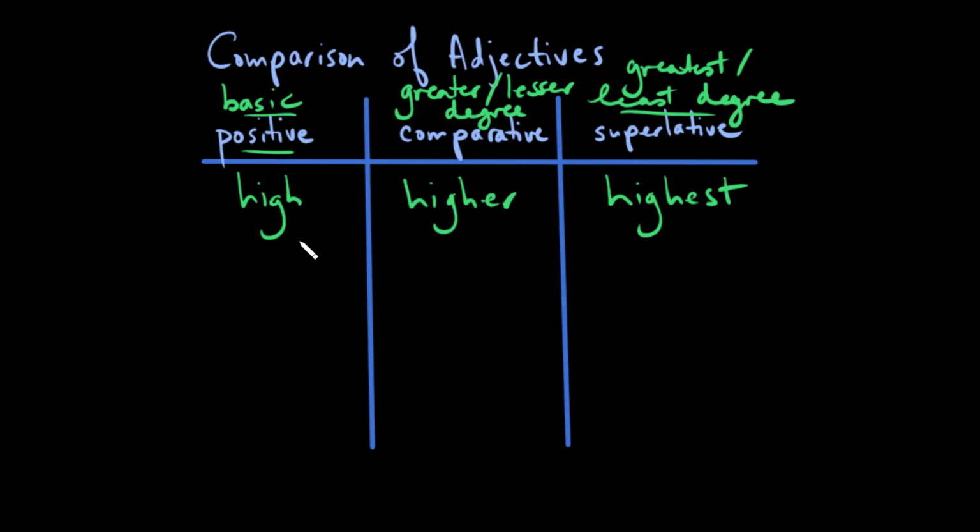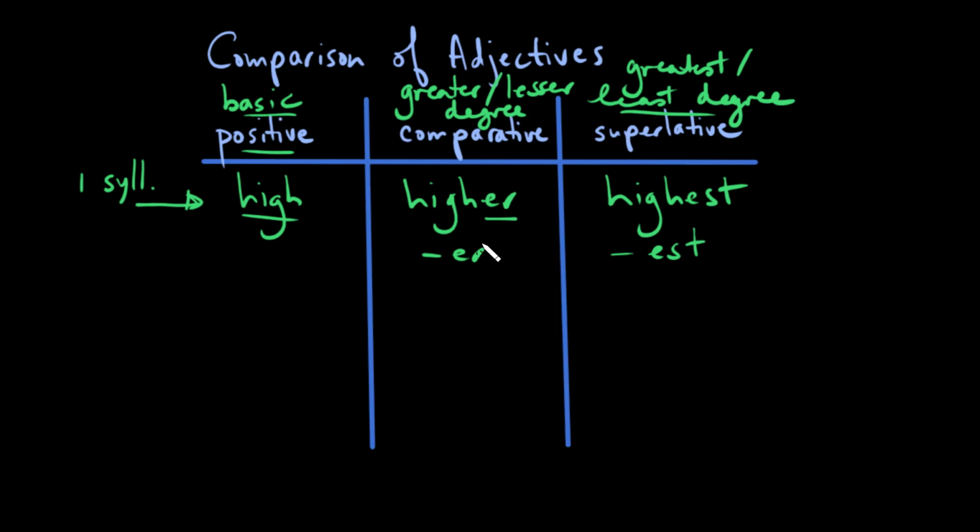Now, if you look at this pattern here, you can see what's going on. With the second one, we have this ER ending, and then with the superlative, we have EST. That's a very common pattern. What we're describing here is what happens typically with adjectives that are one syllable long.